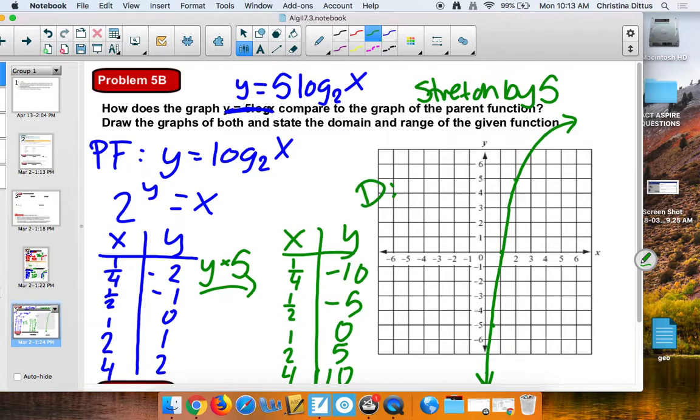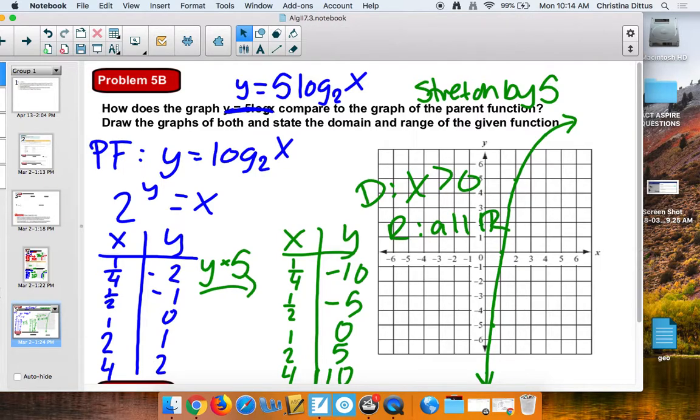Domain, can my x's be anything? It has to be greater than 0. My range. Can it be anything? All reals. Okay. Questions on our graphs?